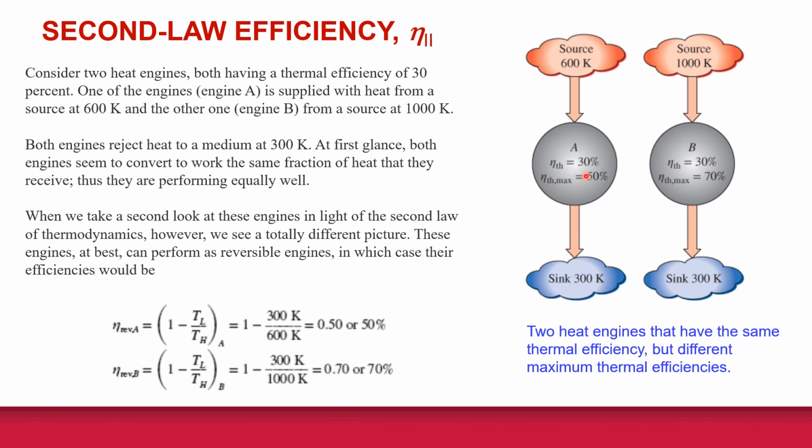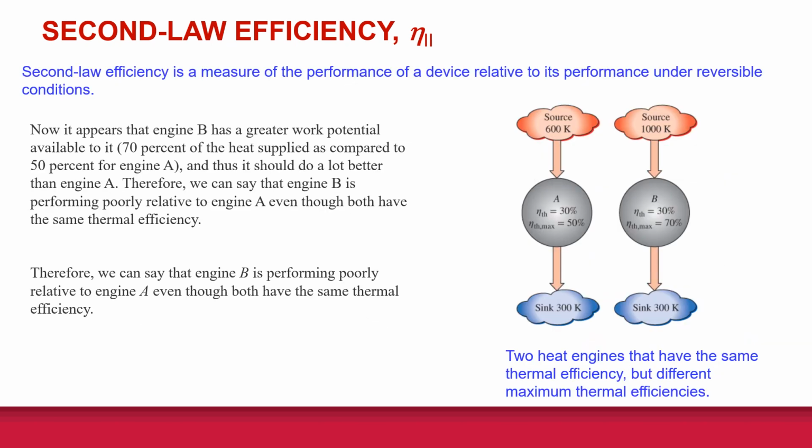Look at this one. This one is 30%, but if it was really great, it'd be doing 70%. This one is a lot closer to its theoretical maximum than this one is. So here, the second law efficiency is really a measure of the performance of the device relative to its performance under reversible conditions.